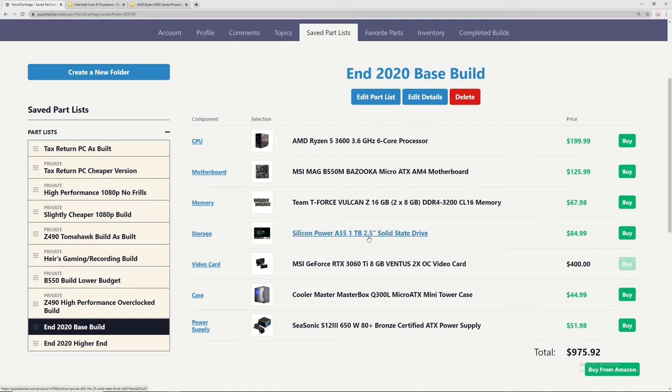The storage, a Silicon Power 1 terabyte solid state drive. This is not an M.2, but it's still fast and it has plenty of room for all your games. That's why I recommended this one.